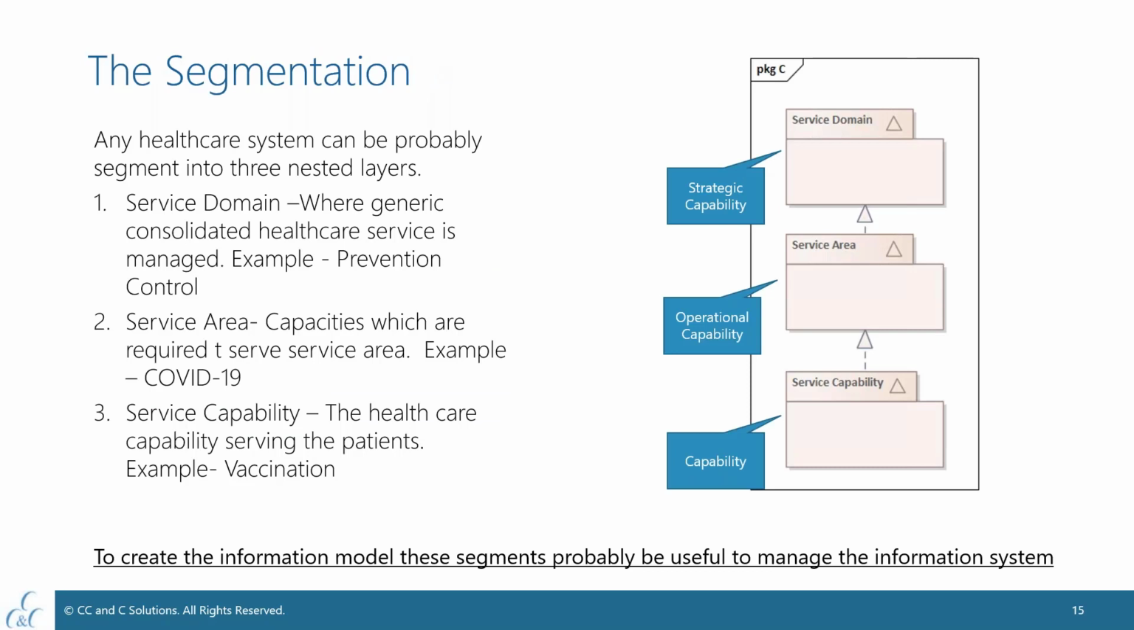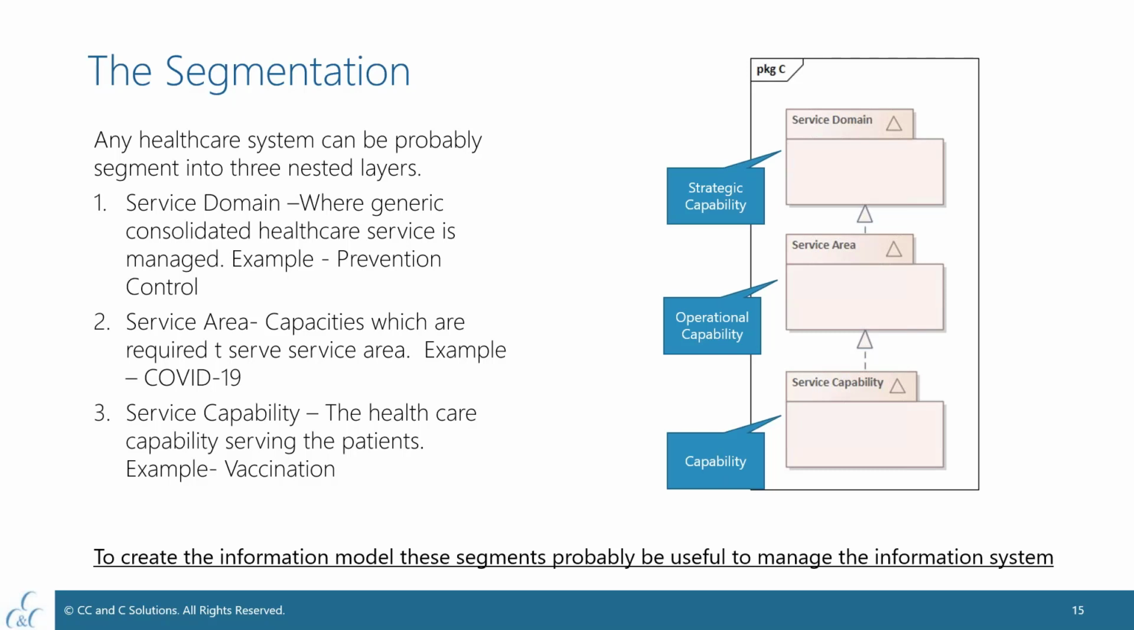Then we come to segmentation. As in the definition of terms, we have taken service domain, service area, service capability. I have taken a notation of package because in the definition of terms, I said that a package of functionality is called capabilities. So service domain is also a strategic capability. That means whether the central health ministry or a hospital, what type of capability they want to have. Not all hospitals are going to treat each and everything. Some are very specialized, like a cancer hospital, or some are like the Institute of Medical Sciences, which has almost all the capabilities except a few.